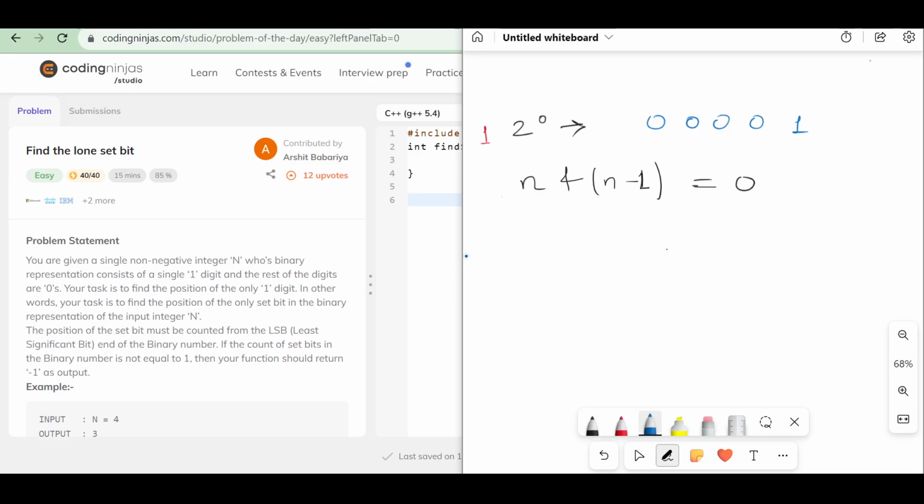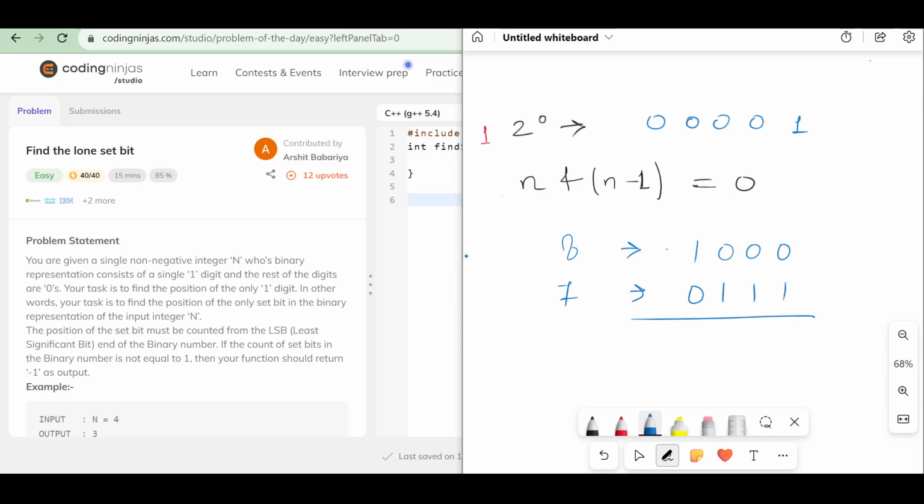Let's take 8, which is 1000, and subtract 1, it is 7. The binary representation of 7 is 0111. It always happens that if we subtract 1 from a number which is a power of 2, the 0 bits in that number will become 1, and the only set bit will become 0.